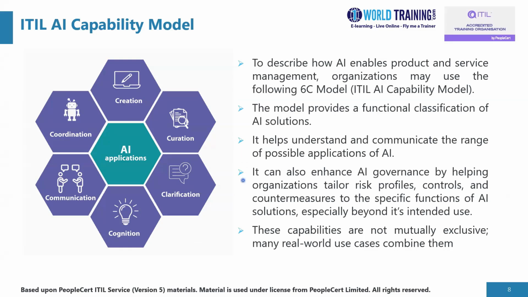And it can also enhance AI governance by helping organizations tailor risk profiles, controls, and countermeasures to the specific functions of AI solutions, especially beyond its intended use. So, for example, test whether the functional output is valid or not, or that it does not create false positive output, biased output, or add the human governance, do these kind of things. So these capabilities are not mutually exclusive because many real-world use cases combine more than one of these 6 capabilities of this functional model.